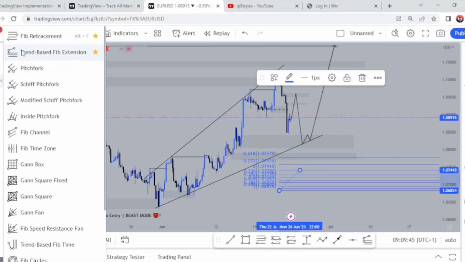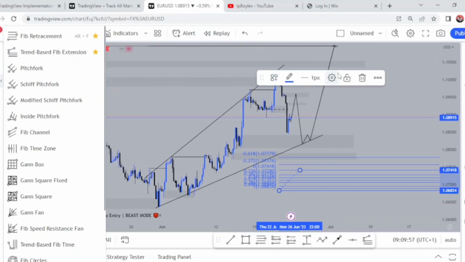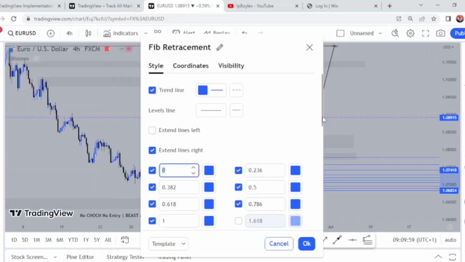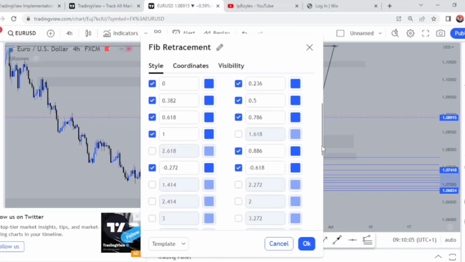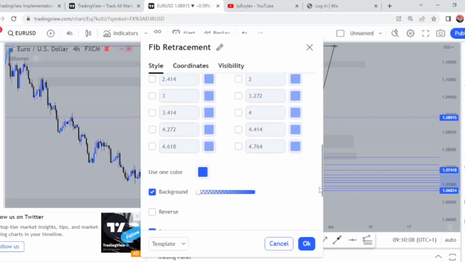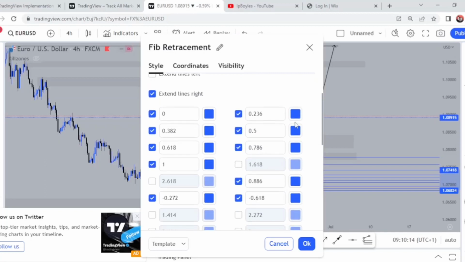If you are interested in knowing the configuration of my Fibonacci and how my settings go, go to your tools, then click on Fibonacci retracement, make sure you add it to your favorites, then go to the settings. Once you go to the settings, you come out to this page where you're going to see a lot of numbers, configuration. All you need to do is to just unclick the ones that you don't want to use. So these are the ones that you really need in this kind of trading strategy. You need the zero swing low, you need the 38.2%, you need the 61.8%, and you still need the 100 level, which is the one level.